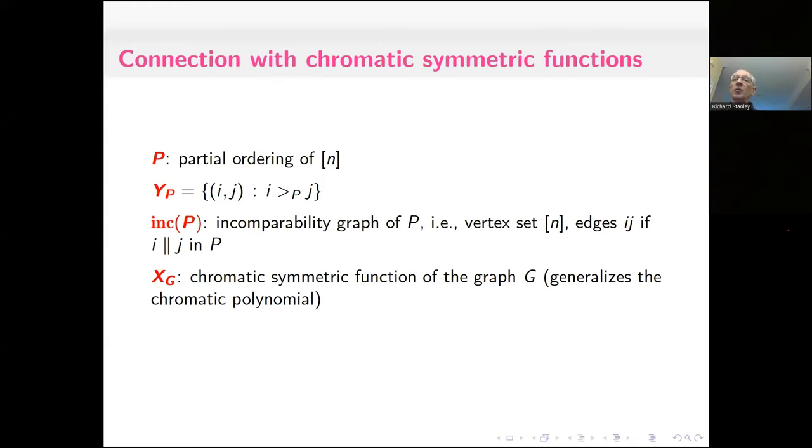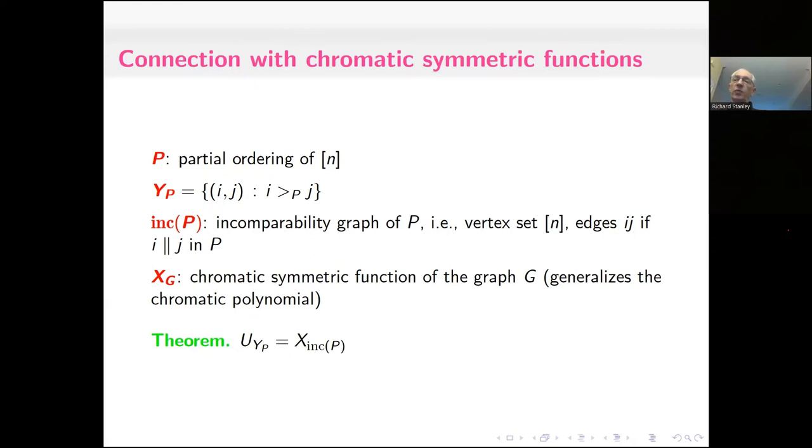Just to mention for those who are fans of chromatic symmetric functions that these UXs include an important class of chromatic symmetric functions. Let P be a partial ordering of 1 up to n. We're going to take YP to be the set of all comparable pairs in P, all pairs IJ such that I is greater than J in the poset P. Inc P is the incomparability graph of P. Its vertex set is 1 up to n, the elements of P, and there's an edge IJ if I and J are incomparable in P: I is not less than J and I is not greater than J. XG will be the chromatic symmetric function of G. I won't define it here, but it's a symmetric function generalization of the chromatic polynomial.